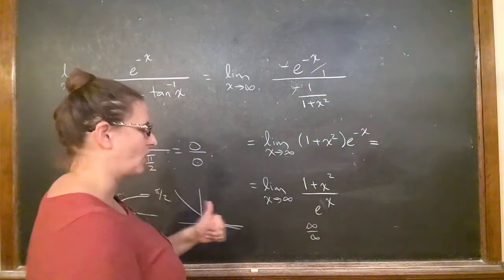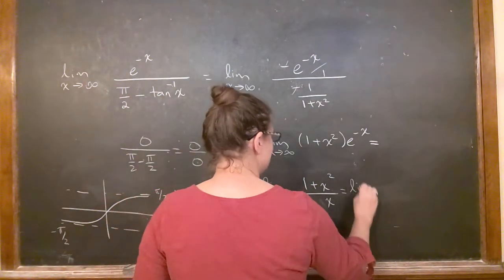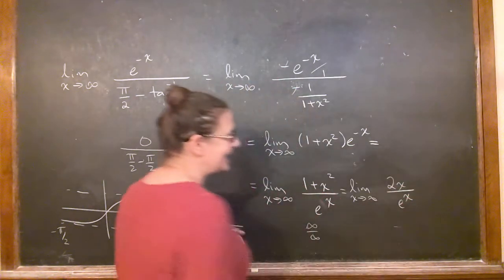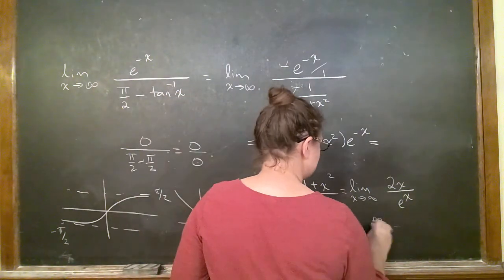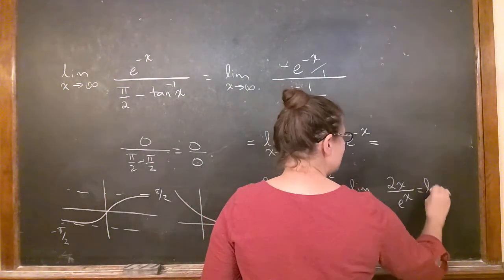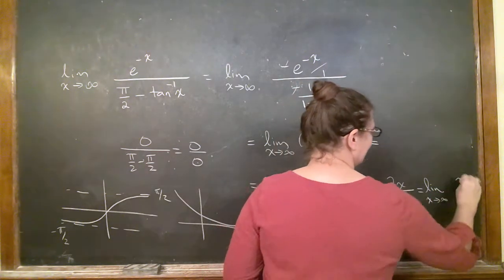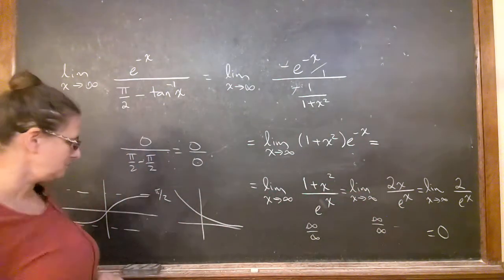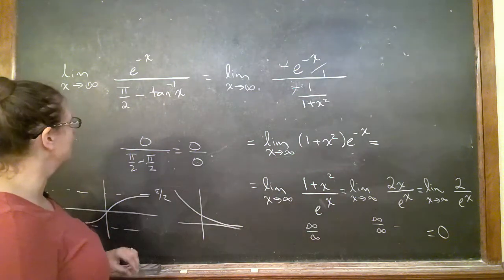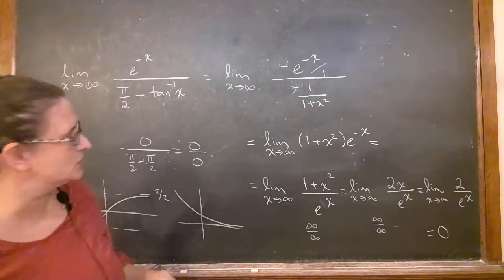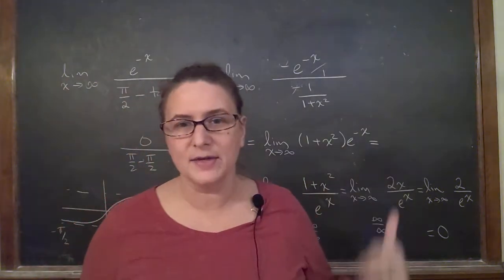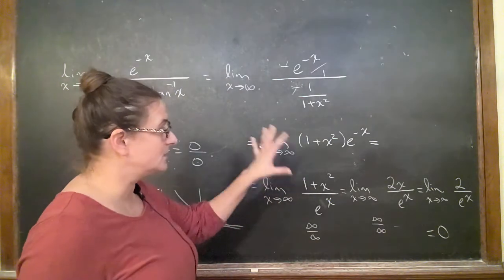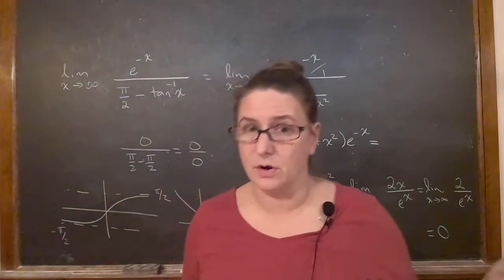Okay, now I use L'Hopital's rule again. I'm going to get 2x over e to the x. I still have infinity over infinity, right? Do it again. I have 2 over e to the x. Now that goes to 0. All right, so that was more complicated than I expected. For some reason, I thought it just turned to 1. Anyway, so that's the answer. Let's talk more about these different kinds of indeterminate forms besides the 0 over 0 and infinity over infinity.